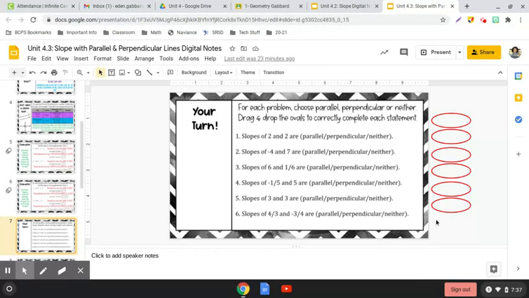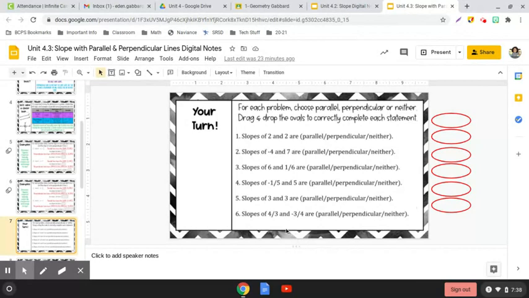Number 2 has slopes of -4 and 7. Are those lines parallel, perpendicular, or neither? 3 has the slopes of 6 and 1/6. So are those parallel, perpendicular, or neither? 4 has the slope of -1/5 and 5. So are those parallel, perpendicular, or neither?